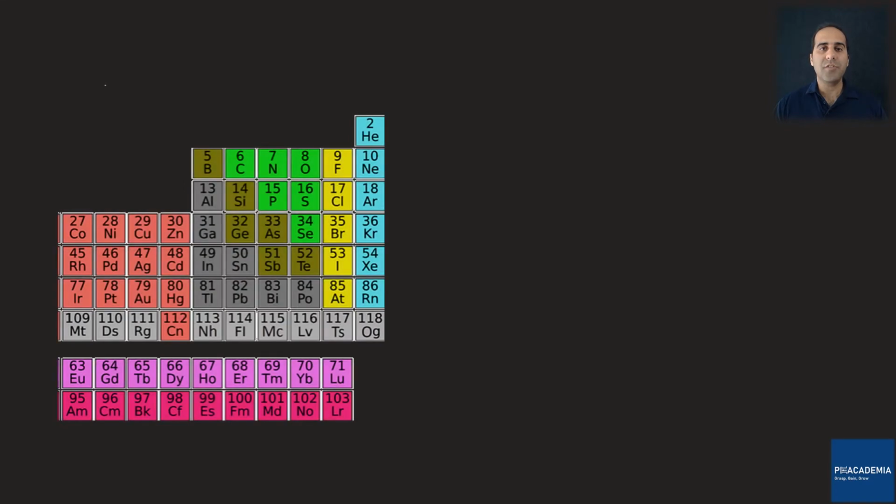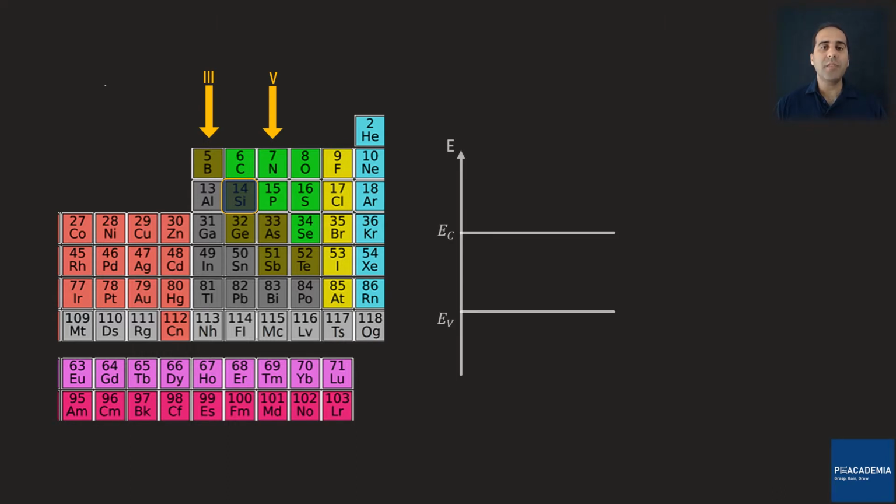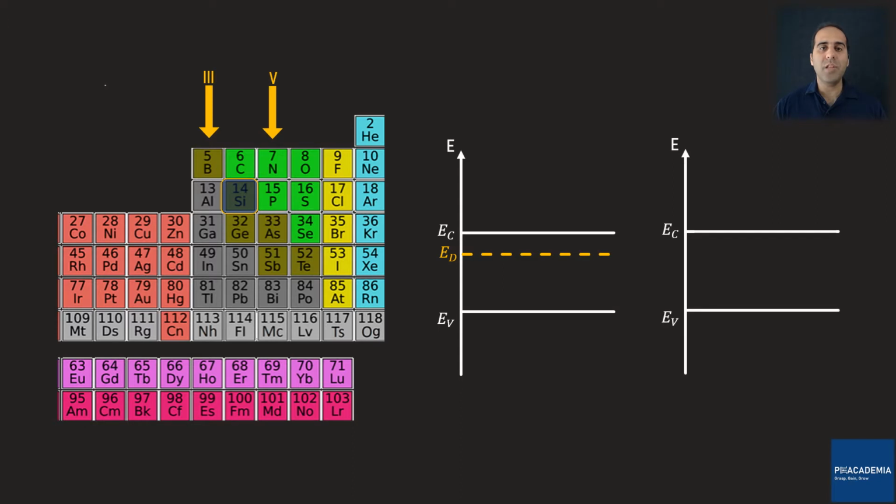In the first part of the extrinsic semiconductor lecture, I was discussing that for silicon, N-type dopants are normally chosen from group 5 elements and P-type dopants are normally chosen from group 3 elements. It is time to explain the reason behind these choices. If I dope silicon by an N-type dopant, the donor energy level ED appears on the energy band diagram. If I dope silicon by a P-type dopant, the acceptor energy level EA appears on the energy band diagram.